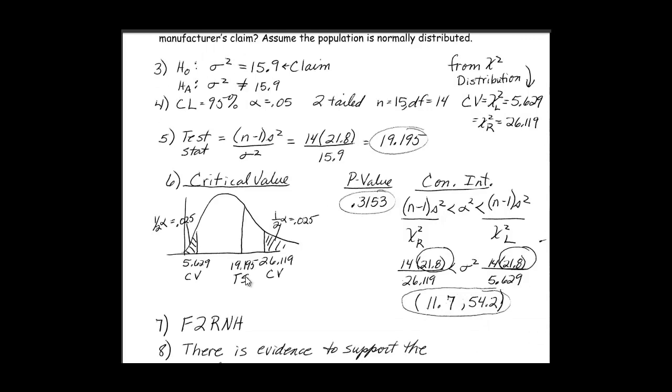What that looks like on our curve is I'm going to have my 5.629 marking off my left tail, and I have the 26.119 marking off my right tail, and the 19.195 is in the middle between these two. It's not in the rejection zone, so we're probably going to stick with our null hypothesis. The p-value and the confidence interval, actually I worked out the formula for the confidence interval on this one, but I'll go ahead and do it on StatCrunch as well along with the p-value.